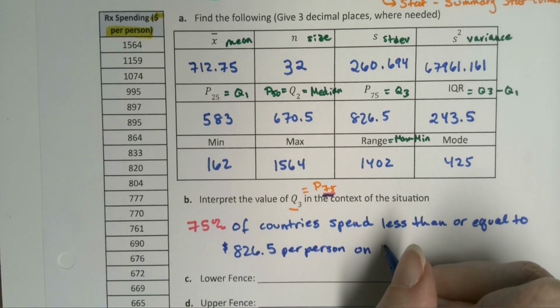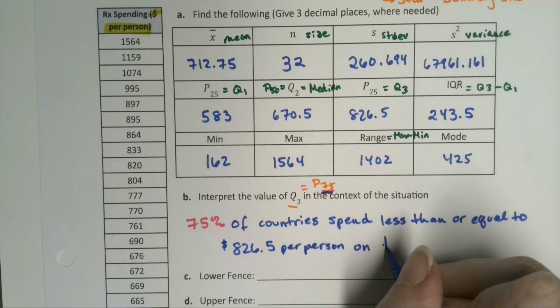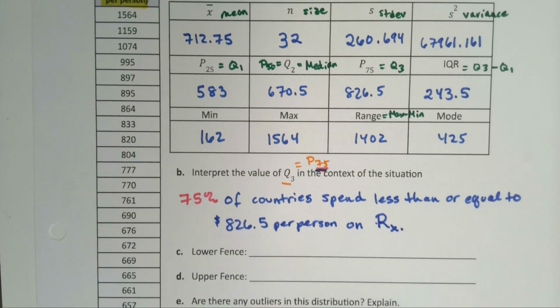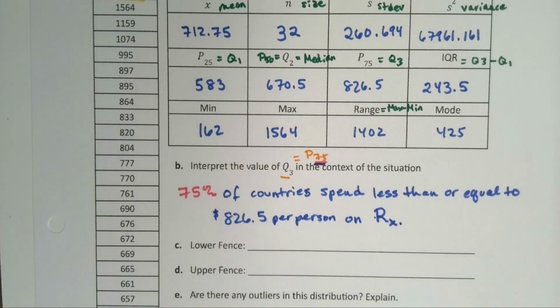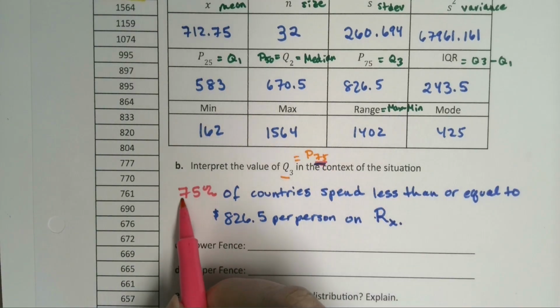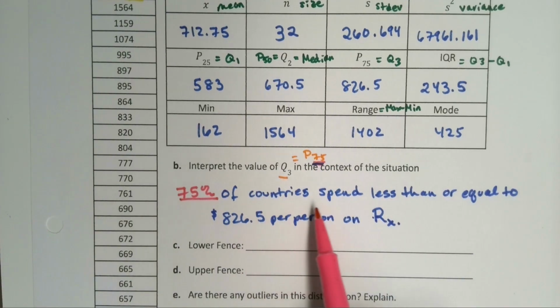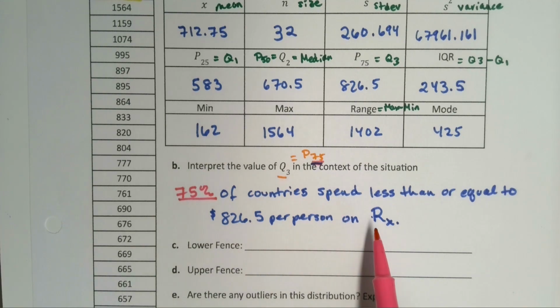on prescription drugs. I'm just going to say on RX. We all know what that means, right? So you have to turn the 75 into a percent. And then you have to kind of talk about what it was. So it's countries spending on prescriptions, right? This is the context, right? The countries spending on the prescriptions.